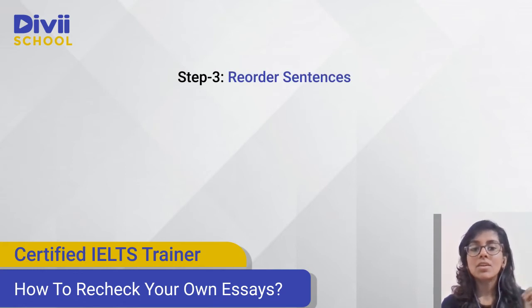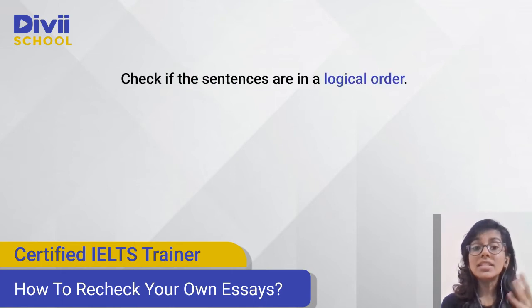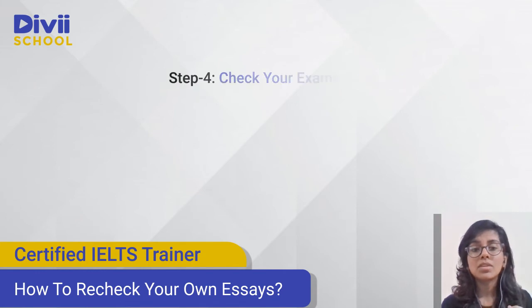Step 3. Reorder sentences. After optimizing each sentence, check if they're placed in a logical order. Sometimes you can provide an example, explain it, or you could write a statement and then support it with an example. Check your statements, arguments, and examples and understand in what order they need to come.